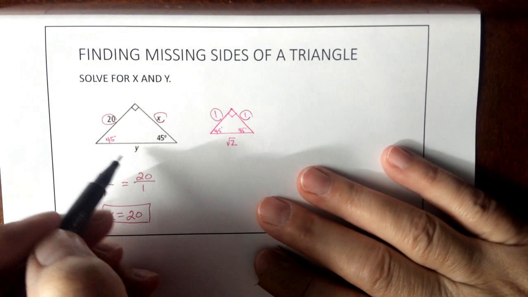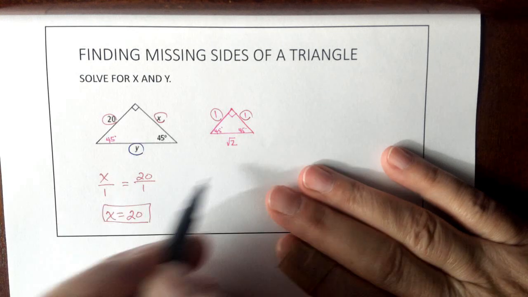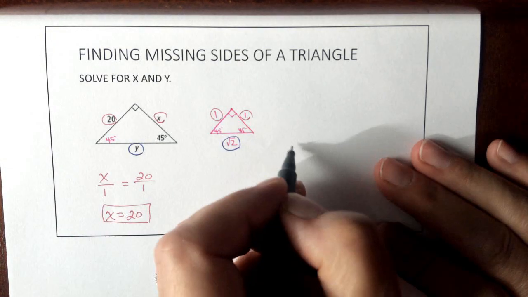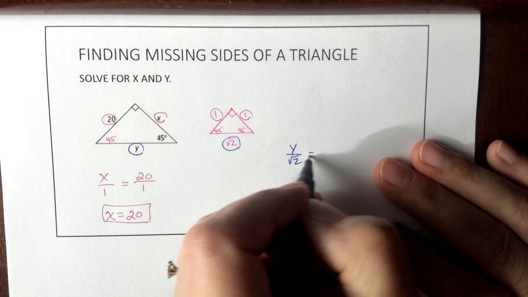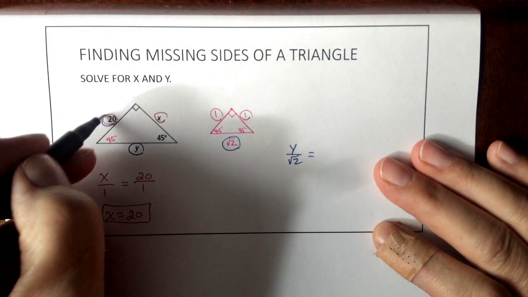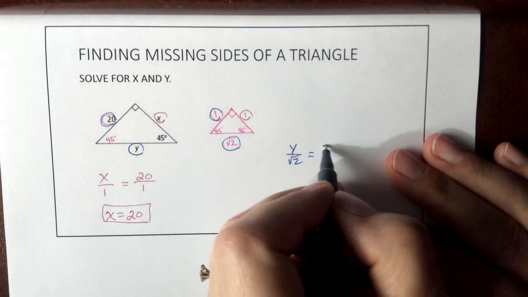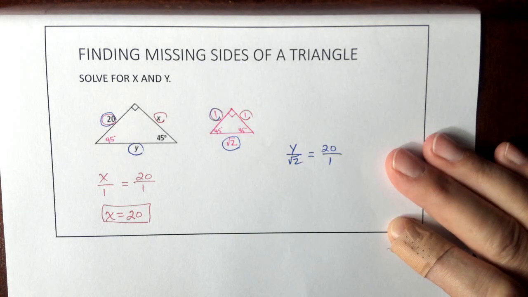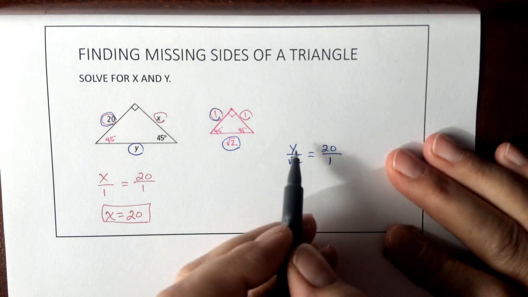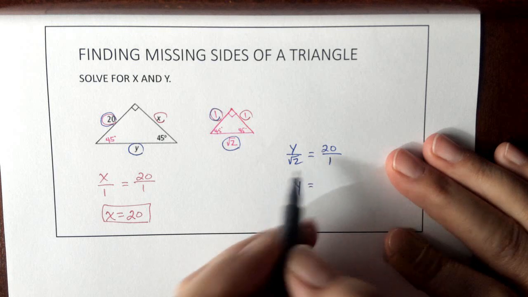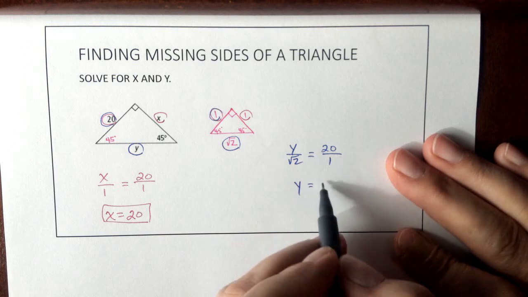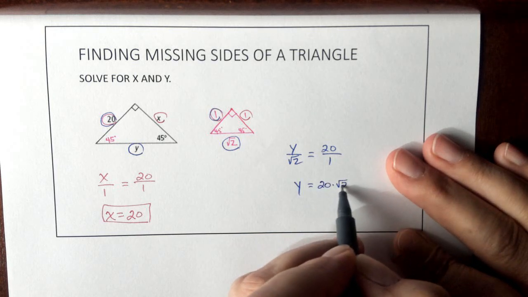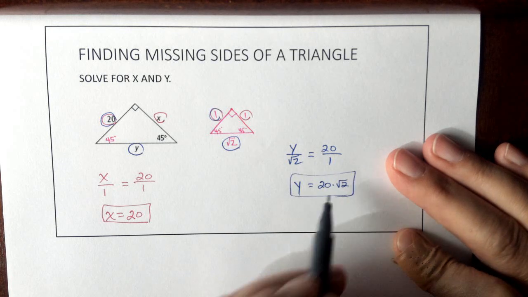Then we need to find y. So y is to square root of 2 as 20 is to 1. We use that pair again. Cross multiply. Y times 1 is y. 20 times radical 2 is 20 times radical 2. Finished.